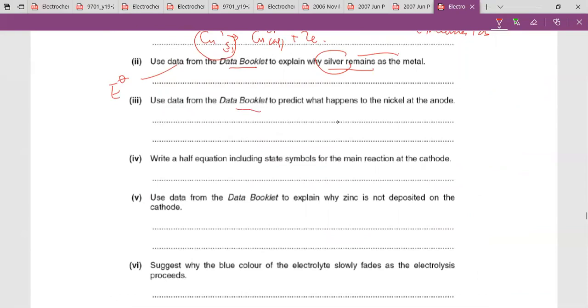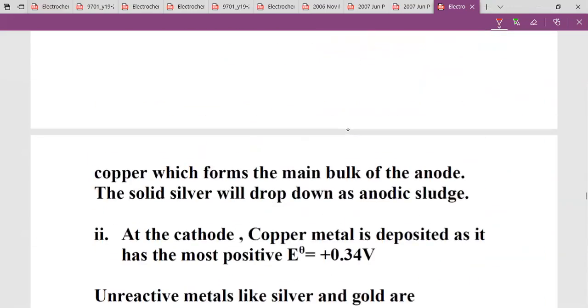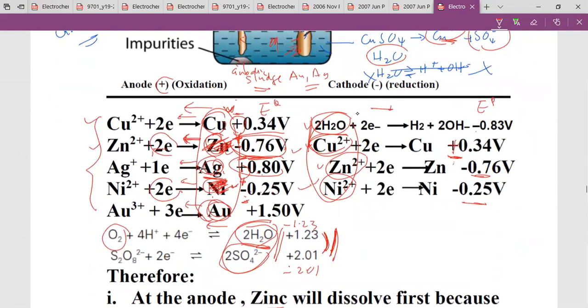Use the data again to predict what happens to nickel. Now I told you, if all this is there, who is the first one to be oxidized? Zinc, because it's the most negative, isn't it? Then comes nickel, which is the second most negative. That means it will dissolve, because it's negative. But going backwards is positive.